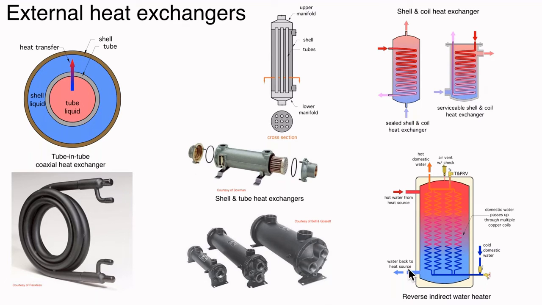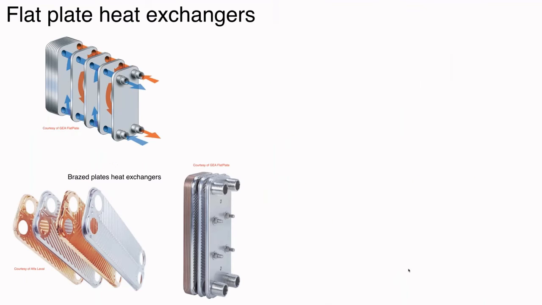Now, this is fundamentally a heat exchanger, but I call it a heat exchanger with lots of thermal mass because there's quite a bit of water mass in that tank, and that's good because that allows for domestic water to be heated at times when there's no heat input from the heat source. Okay? And then that brings us up to flat plate heat exchangers.